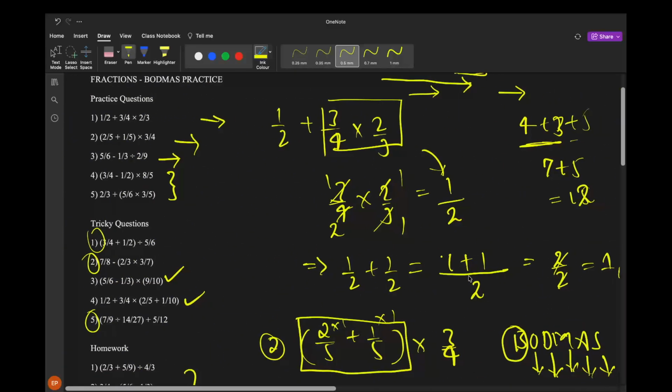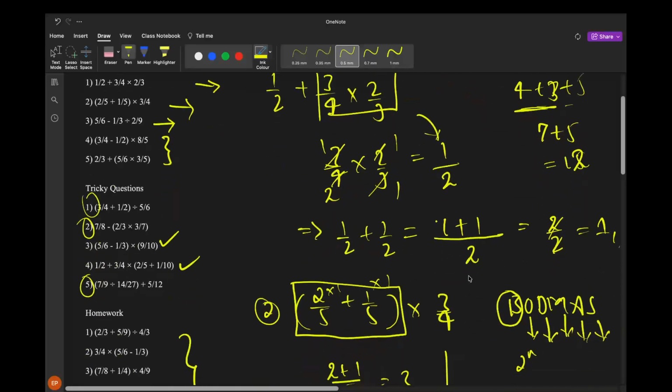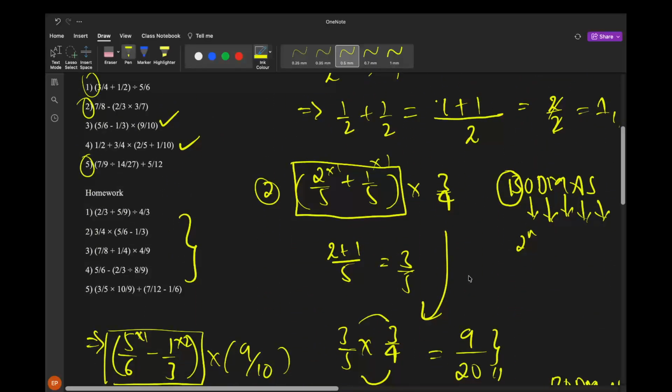Like this we can apply the BODMAS rule on fractions also. Please try to solve the mentioned questions and let me know the answers in the comment section.